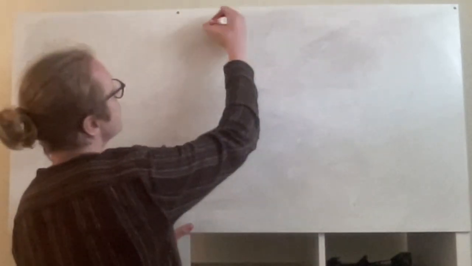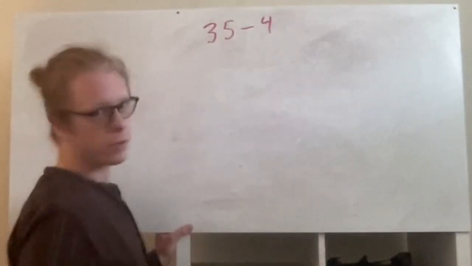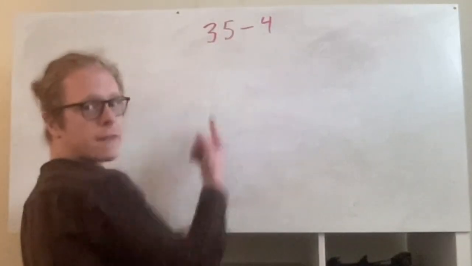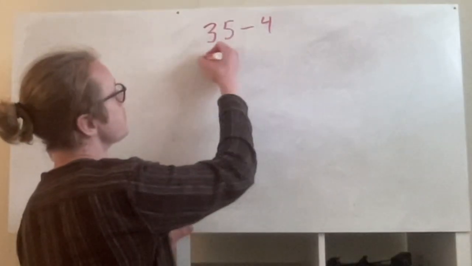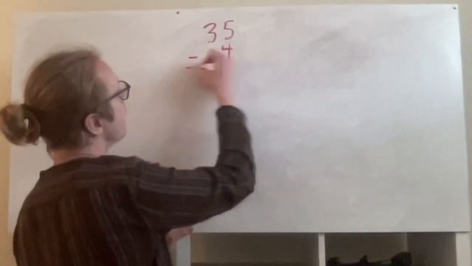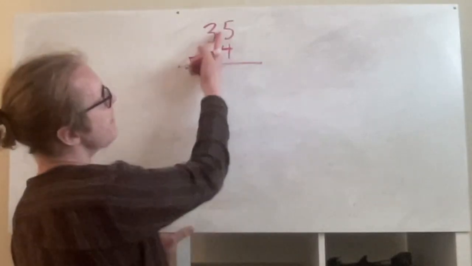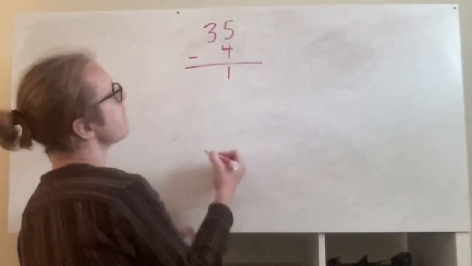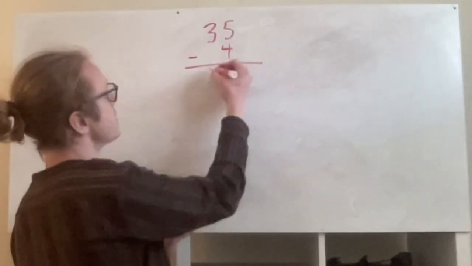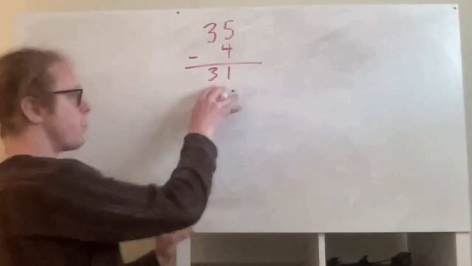So let's start with the problem 35 minus 4. Just like with the addition algorithm, with subtraction, we want to align them vertically, make sure the place values line up. So I'll take this 4 and put it right here. Now we start again in the ones place. We would say 5 minus 4 gives me 1. And then 3 minus nothing, right? There's nothing in the tens place here. That still just leaves me with 3. So 35 minus 4 is 31.